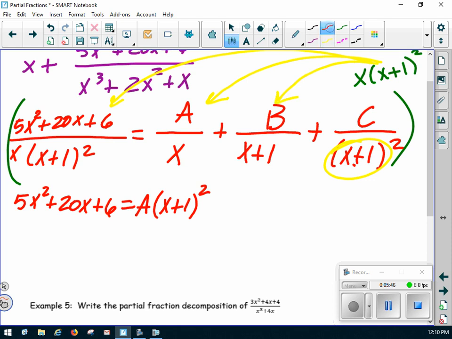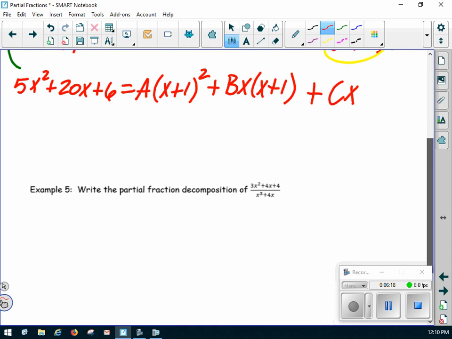Distribute here. Right. So it's going to be plus b times x plus 1. And then here. You get to that point, and the rest of this is algebra, all right? And you love algebra. So, I love algebra. Algebra rocks.